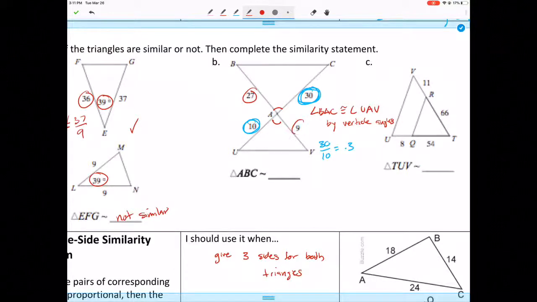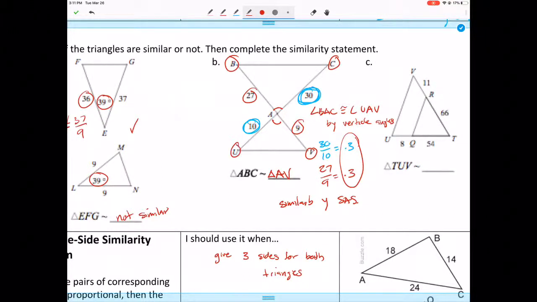We could do 27 and 9. 27 and 9. That also gives us 0.3. So we could say that they are proportional. The two sides are proportional. So the triangles are similar by side angle side. And we need to fill in the similarity statement. So A corresponds to A, B corresponds to V, and C corresponds to U.